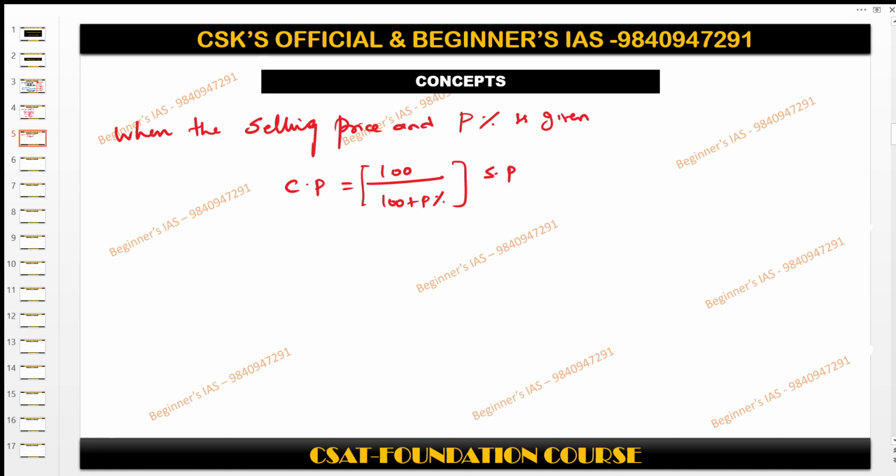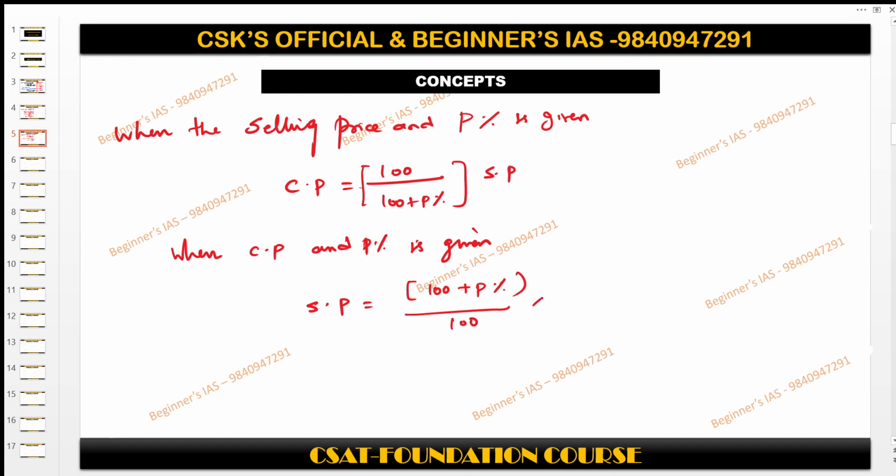into SP. Suppose CP and profit percentage are given, and in order to find the SP, simple, you can rearrange this one: (100 plus profit percentage) by 100 into CP. That's it. If you know any one of the formulas, then you can easily find the other.